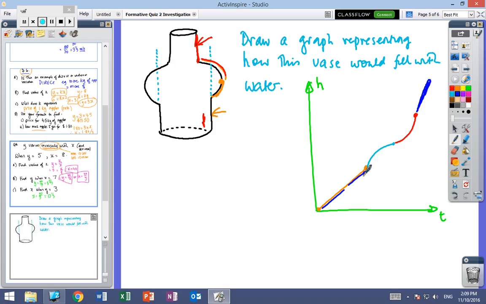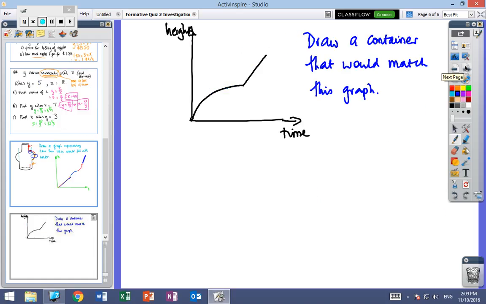So we've got a straight section for the constants, then increasing at a slowing rate, and then increasing at an increasing rate. So don't forget, if it gets wider, it slows down. If it gets narrower, it gets quicker. Finish that off and come across when you're ready. In the last one, draw containers that would match this graph. Pause the tape and when you're ready, come back live.